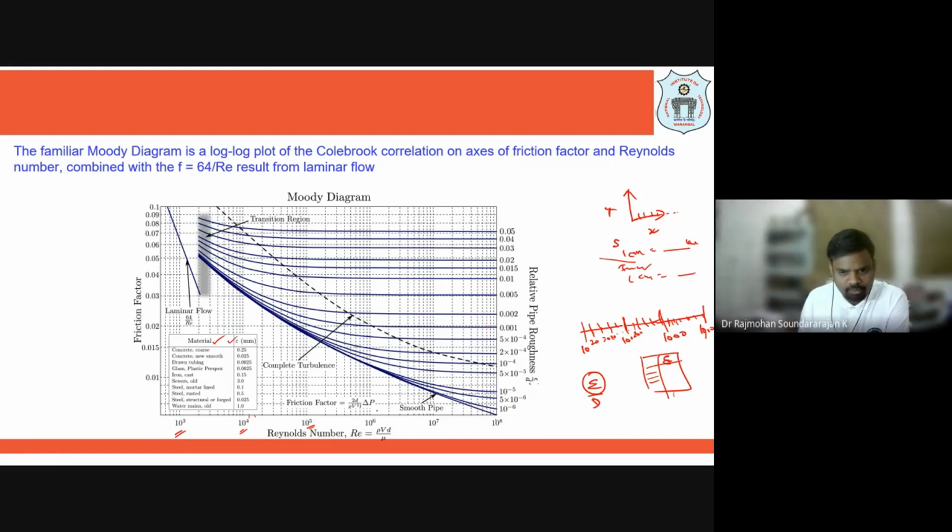From the Reynolds number and the corresponding K by D value, you follow the line. K by D values are given, like 0.05, 0.04. For example, I have a pipe where the Reynolds number is 10 power 7, and the epsilon by D value is 0.005. The friction factor is on the y-axis. We are referring to this formula here for laminar flow, 64 by NRe. So I can understand that this is the Darcy friction factor. There are other Moody charts where you will get 16 by NRe as the slope of the laminar flow.